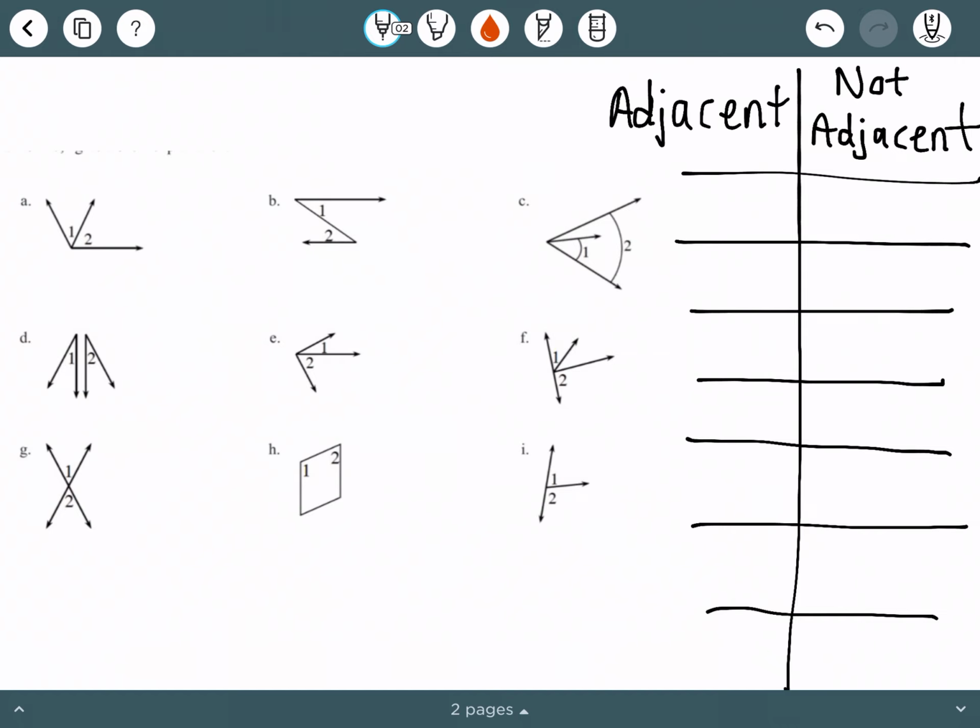So angles 1 and 2, in this case, would be adjacent. So you can see that they do share that common vertex, and they share this common side, or ray there. So the pair in part A are adjacent.